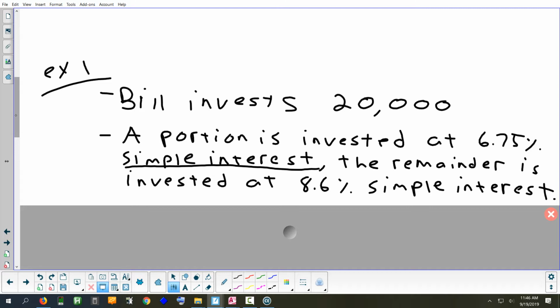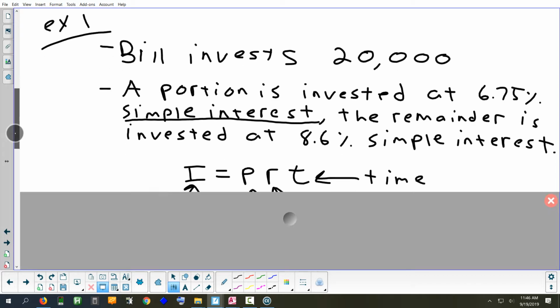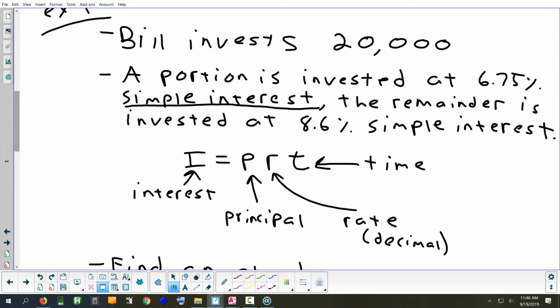So first thing you need is the formula for simple interest. When you make your reference sheet, I would put this on there. The formula for simple interest is I equals PRT. I is how much interest you make. P is called the principal. The principal is how much money you invest. Or if you had a savings account, it's how much money is in your savings account.